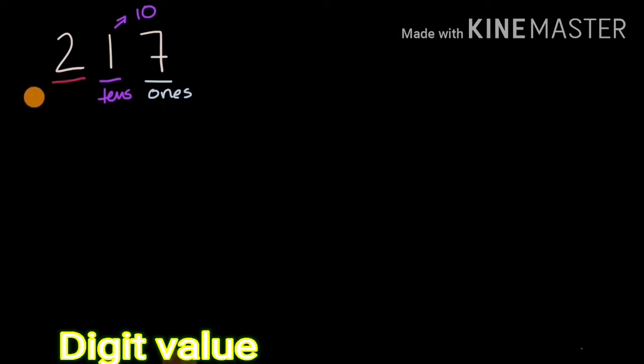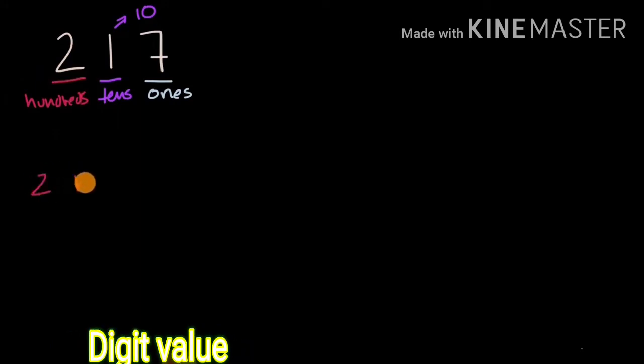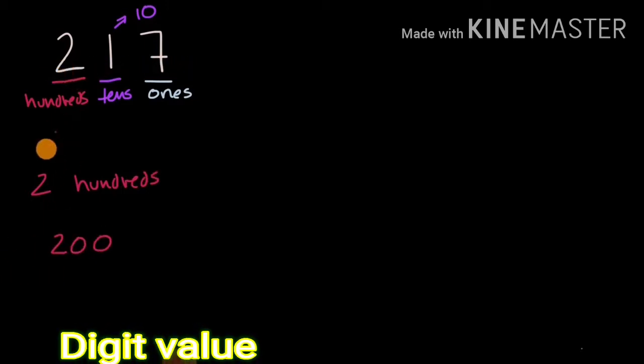And then this 2, it is in the hundreds place. So it doesn't just represent 2, it represents 2 hundreds. You could write it that way. Or it represents the value 200. So the number here is 217. The 2 represents 200s or 200.